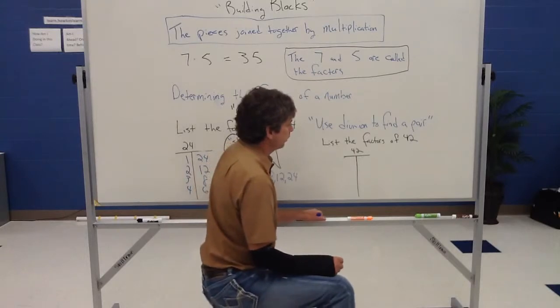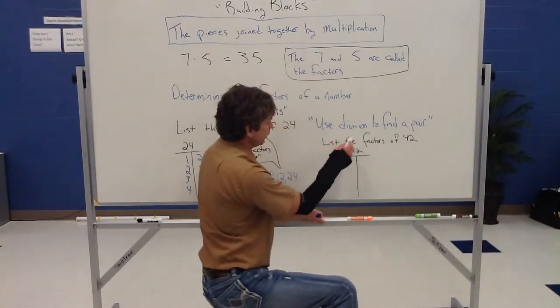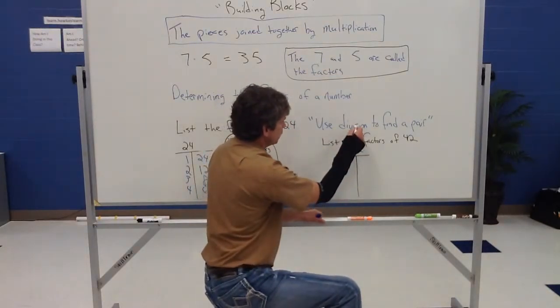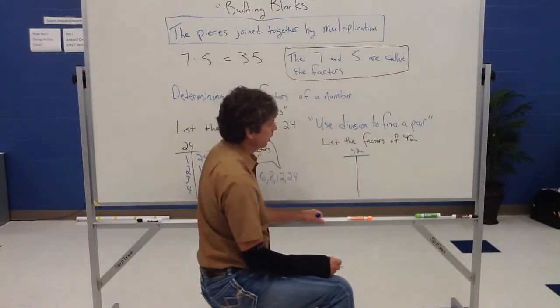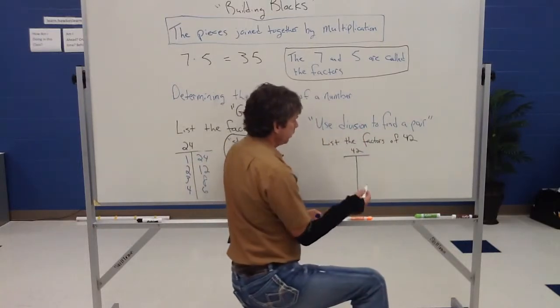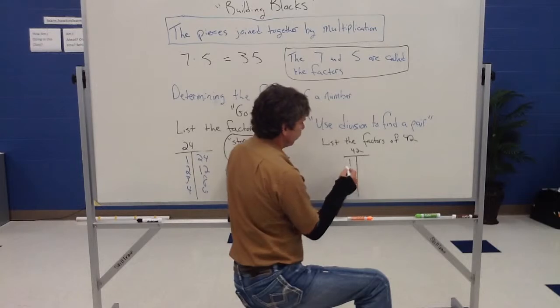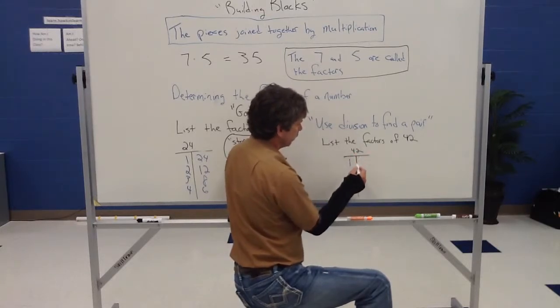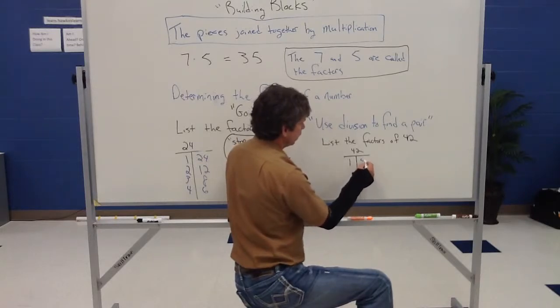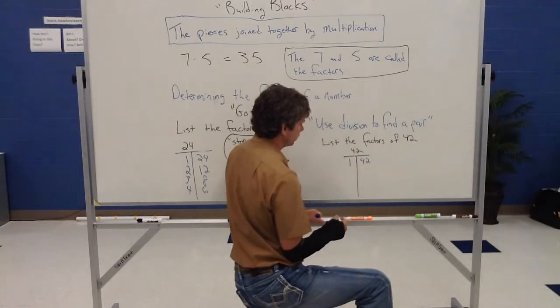List the factors of 42. Again, our strategy is to use division to find the pair. And again, we're going to just start with 1. Does 1 go into 42? In other words, can you divide 42 by 1? And you can, and you would get 42. So 1 times 42 are factors of 42.